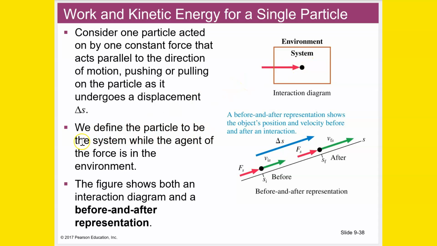We define the particle to be the system while the agent of the force is in the environment. Okay, so that's how it's being defined here. The figure shows both an interaction diagram and a before and after representation. So here's the interaction diagram. Here's the before and after representation. So the force is acting on this particle, giving it this velocity. And notice that the velocity vector is greater after that happens, at the end of that distance. And the distance that it goes is delta S.